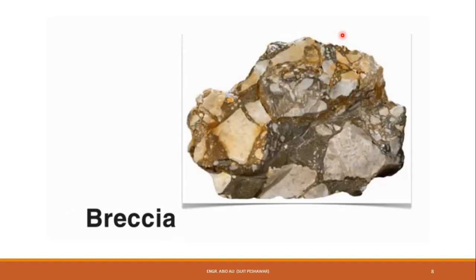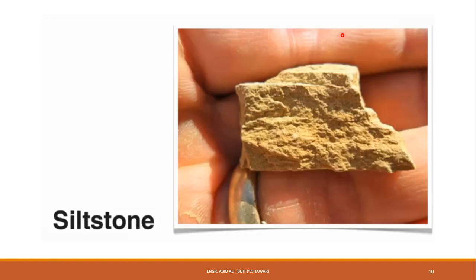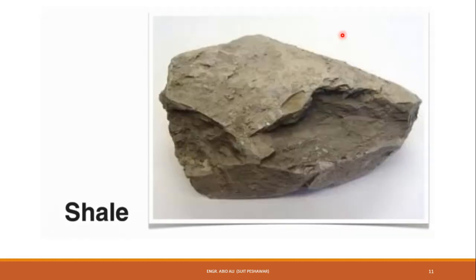Very similar to conglomerate is breccia. Breccia is made of all different size sediments compacted and cemented together. The difference is that the sediments in the breccia are not rounded, they are more angular, pointy or jagged. Then we get to the sandstone. As you can imagine, sandstone is made of compacted sand grains, siltstone is made of compacted silt, and shale is made of compacted clay particles. So those are classic sedimentary rocks, compacted and cemented sediments.